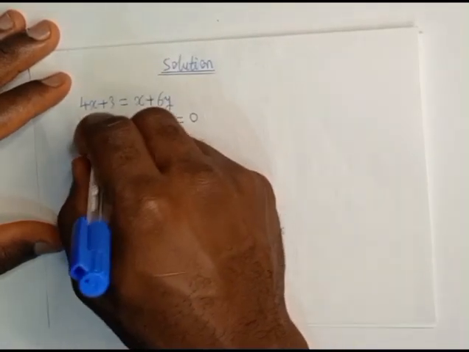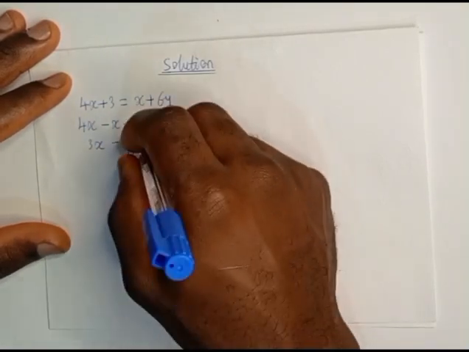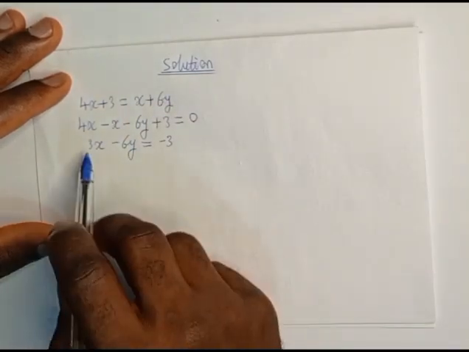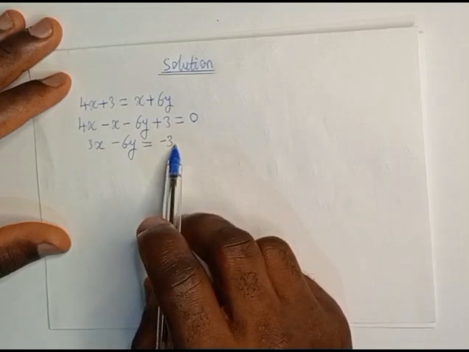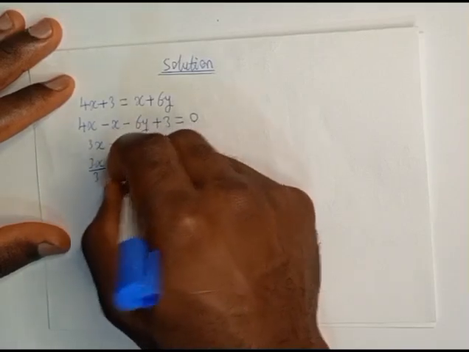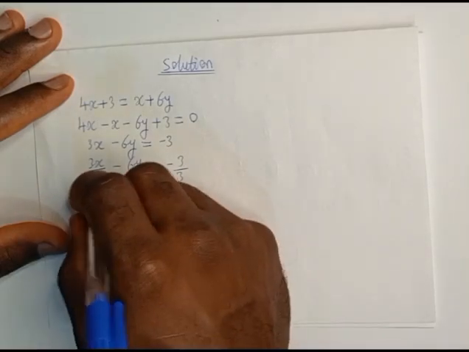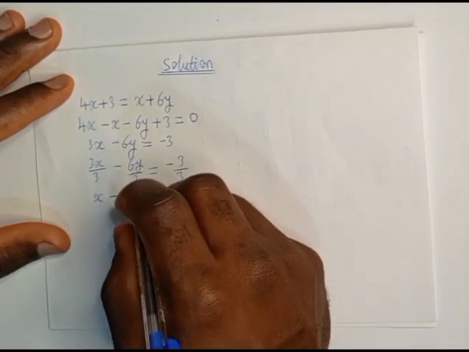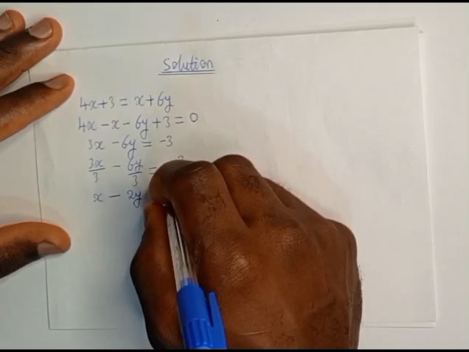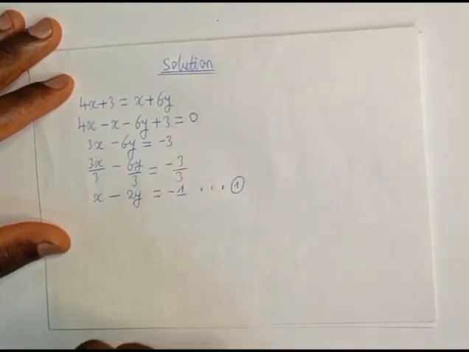4x minus x gives us 3x minus 6y. We are going to transfer 3 to the right hand side. It becomes negative 3. We are going to divide all through by 3. Dividing all through by 3, 3x divided by 3 minus 6y divided by 3 is equal to negative 3 divided by 3. This will give us x minus 2y is equal to negative 1. Call this one equation 1.